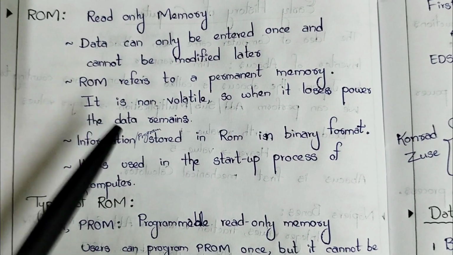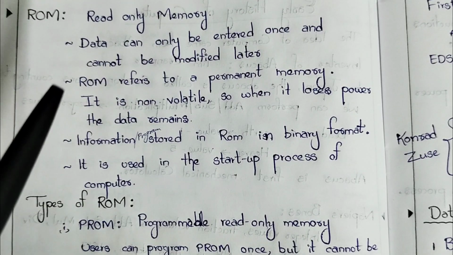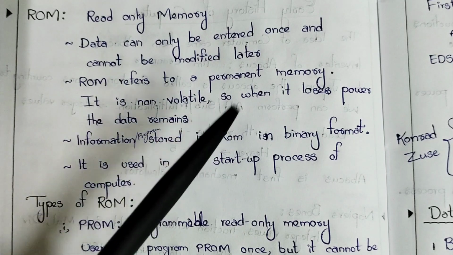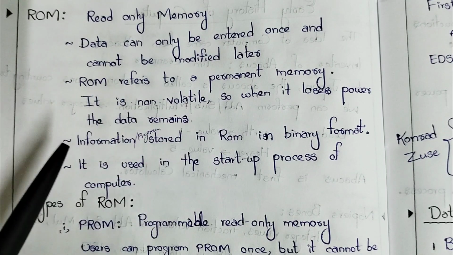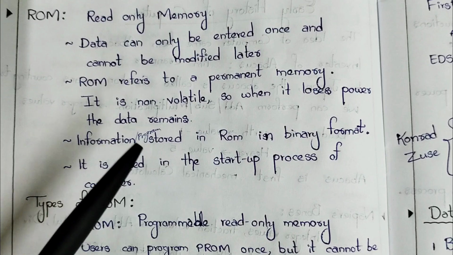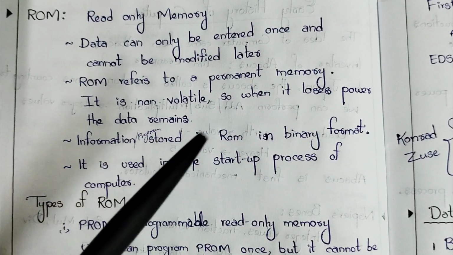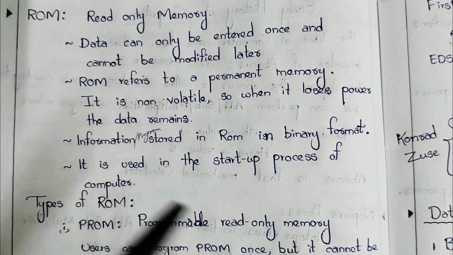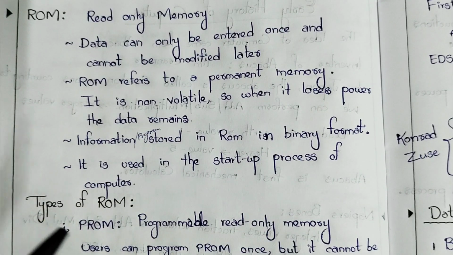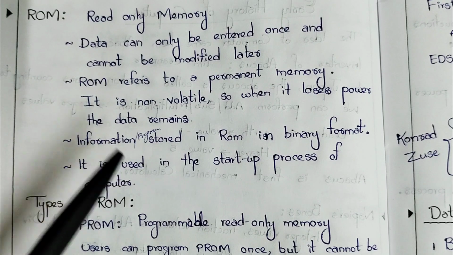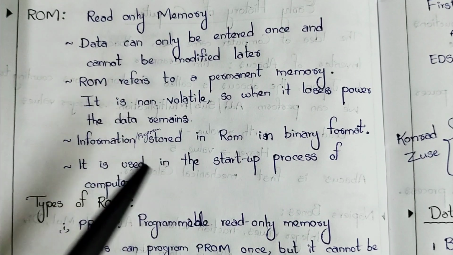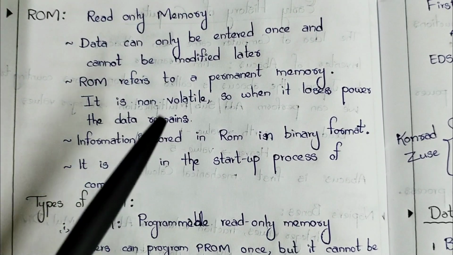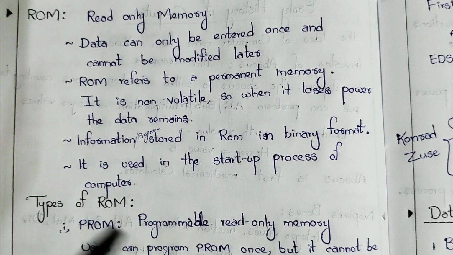ROM stands for read only memory, and it is non-volatile. That is, even if there is a power loss, the data will be retained. The information or the program that is stored in the ROM is in the binary format. It is used in the startup process of the computer. And the very important thing is the data can be entered once and cannot be modified. We cannot modify the data in the ROM.